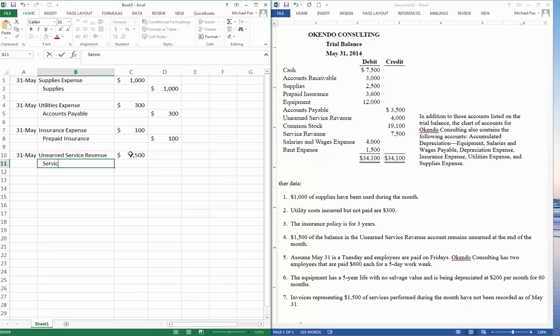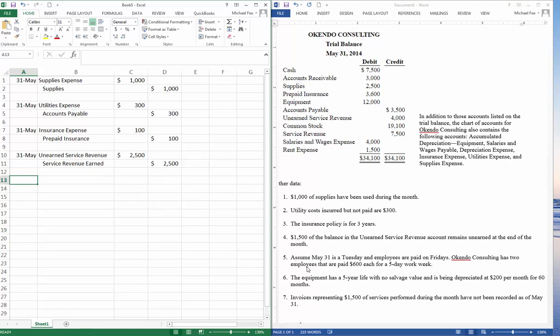And our service revenue earned account, we're going to credit $2,500. That's an increase to revenue. So this represents money that was paid to us in advance that created a liability called unearned service revenue. Then when we earned some of that revenue, we recorded it as an increase to the revenue earned and a decrease to the liability called unearned service revenue.